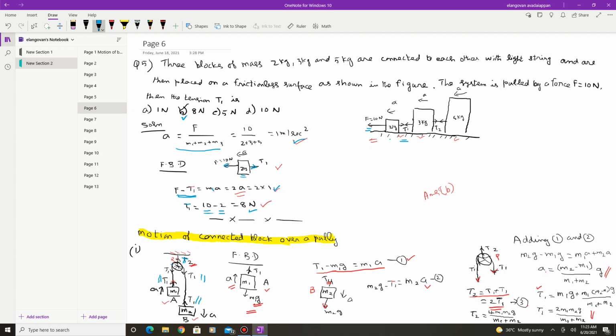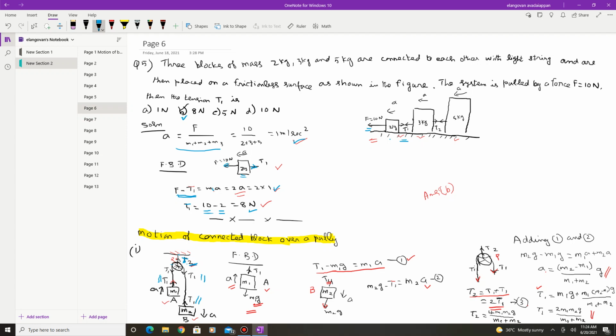Now this pulley is connected by another string which is attached to the rigid support. So that tension may be different from T1. Therefore this tension we call T2. Now let us draw the free body diagram for each mass.